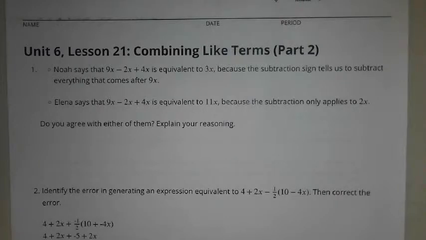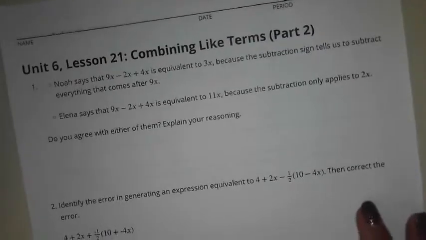So number 1, Noah says that 9x minus 2x plus 4x is equivalent to 3x because the subtraction sign tells us to subtract everything that comes after 9x. Elena says that 9x minus 2x plus 4x is equivalent to 11x because the subtraction only applies to 2x. Do you agree with either of them? Explain your reasoning. So the first thing I'm going to do is try to figure this out on my own.